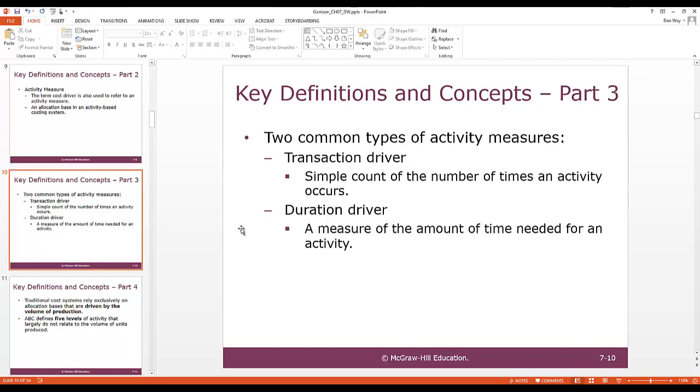So two common types of activity measures we'll be using are transaction drivers and duration drivers. Transaction drivers are simply a count of the number of times an activity occurs. So if it's customer orders we're talking about, then the transaction driver is number of orders. Duration drivers, on the other hand, are a measure of some amount of time needed for an activity. So if we think about some of the duration drivers we've already used, like machine hours and labor hours, again, something that measures the amount of time that's kind of burned up by a particular activity.